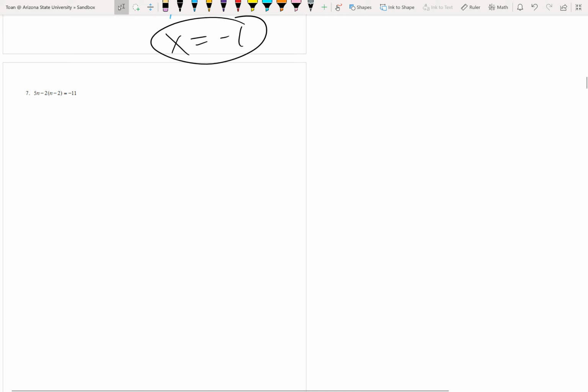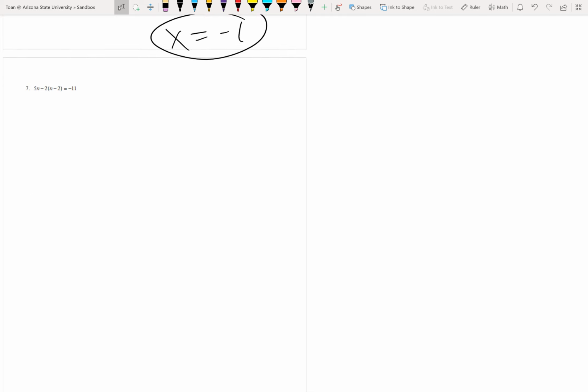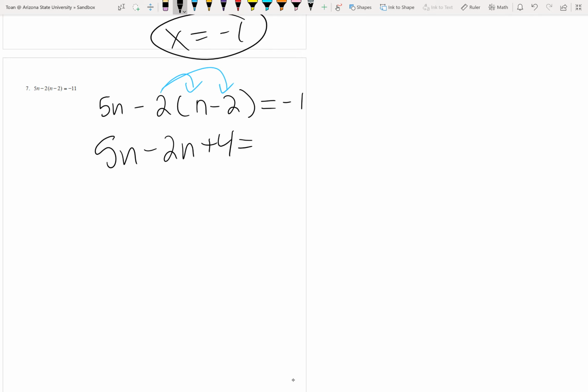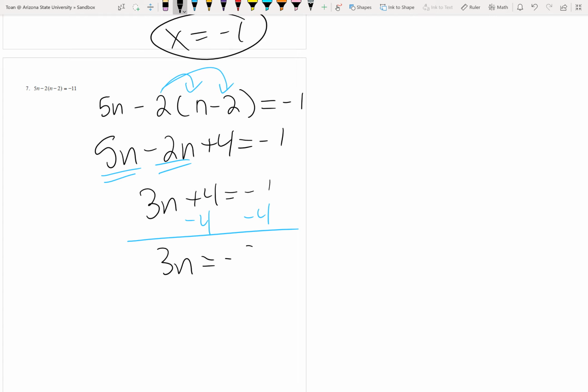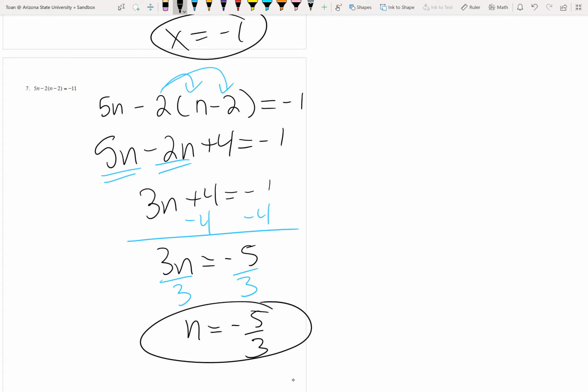Unit 1 was all about solving equations, so not surprisingly there are a lot of equations on this exam. So this one here, I notice I have a parentheses, so that usually tells me to distribute. So you have 5n minus 2n plus 4 equals negative 1. Let's go ahead and combine like terms. 3n plus 4 equals negative 1. Subtract the 4. 3n equals negative 5. Divide out the 3. n equals negative 5/3.